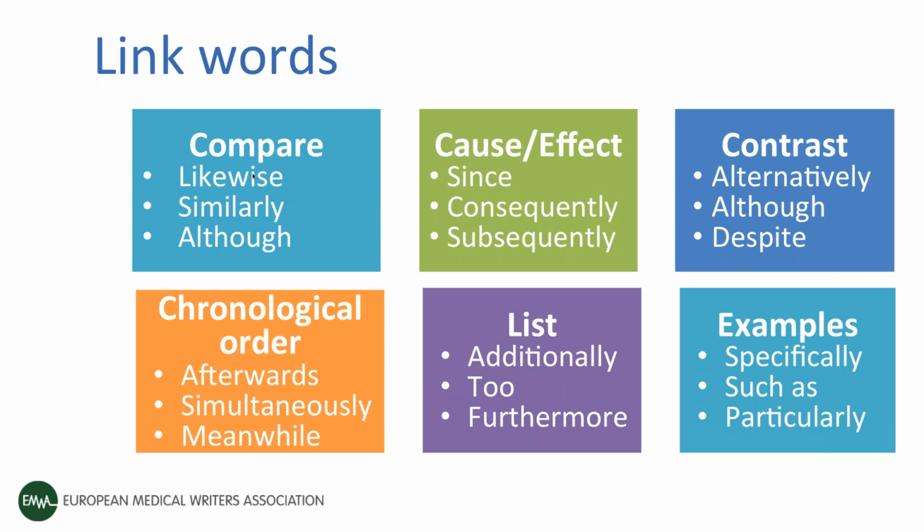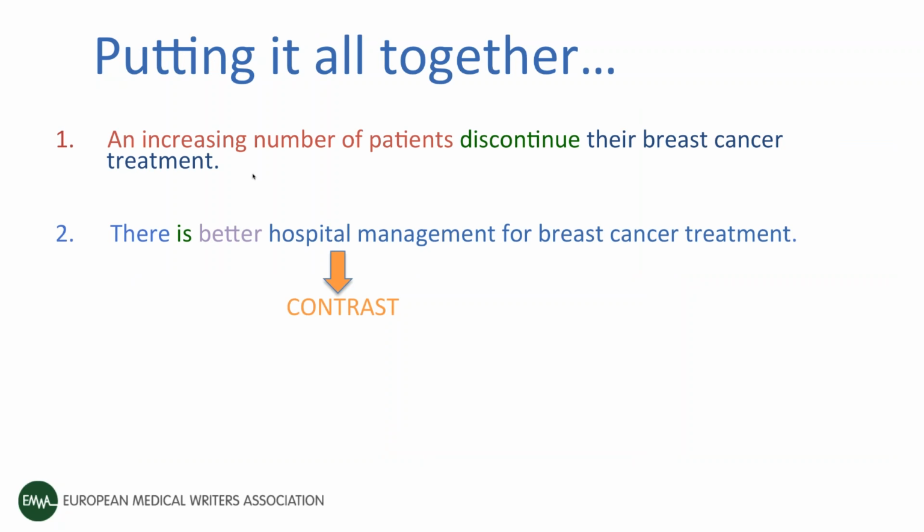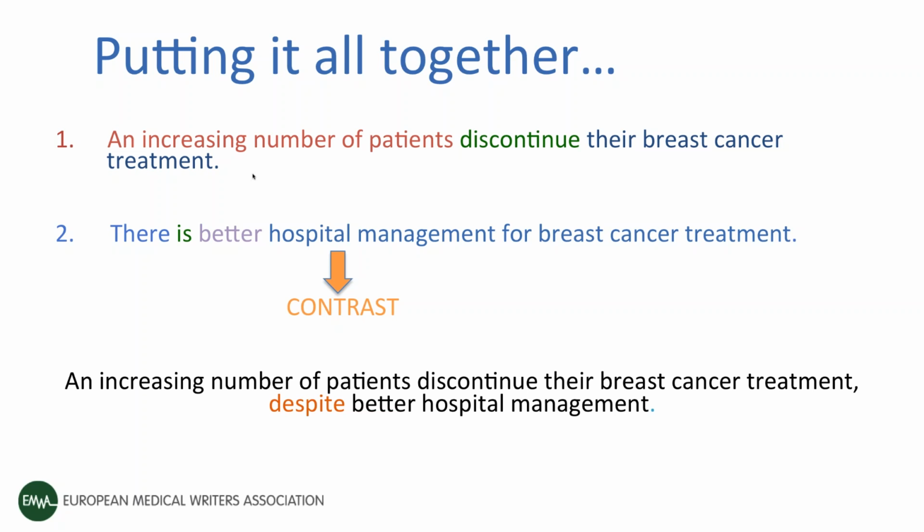So showing you then how we can put that all together. Going back to our original example where we had patients who discontinue breast cancer treatment. That's our first idea. And our second idea is that there is better hospital management for breast cancer. So this is a contrast. I chose 'despite' because I wanted to put a kind of negative connotation to the second part of the clause. So I said: an increasing number of patients discontinue their breast cancer treatment despite better hospital management. Afterwards it's a question of style, but just to show you how you can link 2 simple sentences together, starting from words and then building up to sentences.